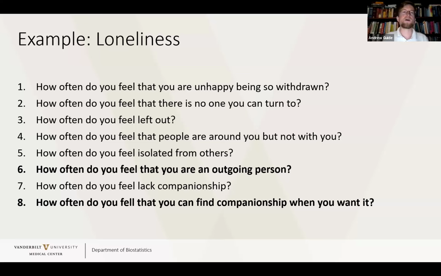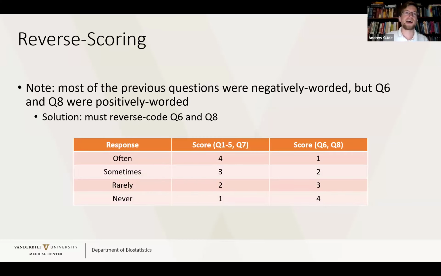So let's look at number 6. How often do you feel that you're an outgoing person? Now, if you agree with the statement and you think, oh yeah, I'm often an outgoing person, that's going to have the opposite meaning of the other questions. It means that you're going to feel less loneliness. So we can't quite score this the same as the other survey scale because not all of the questions mean the same thing. So how do we deal with this?